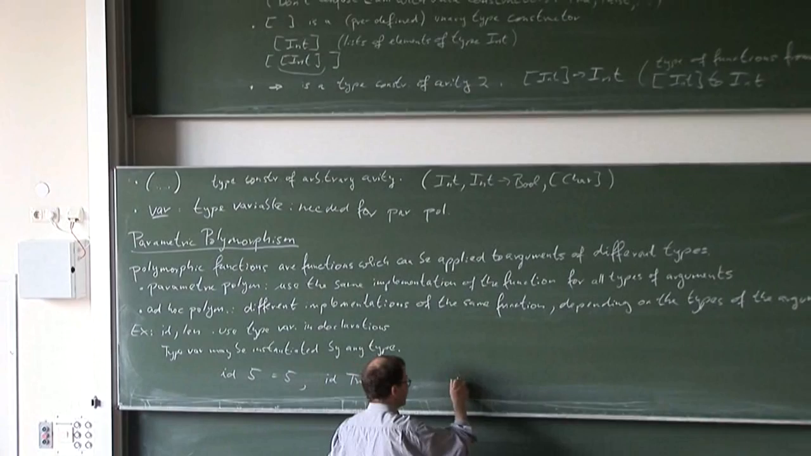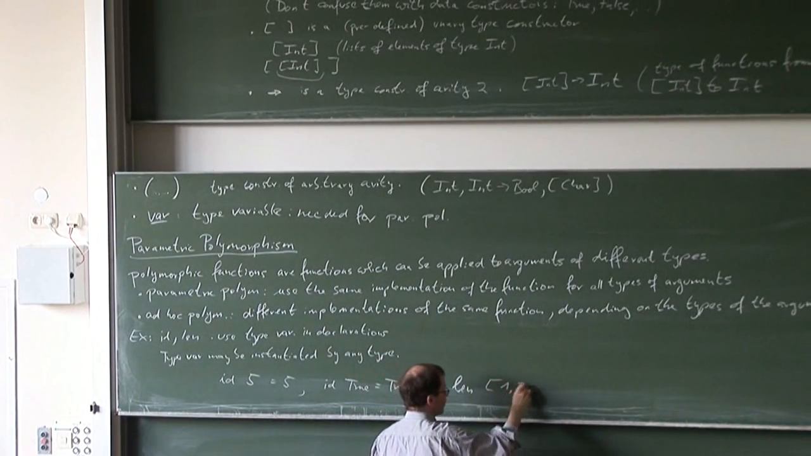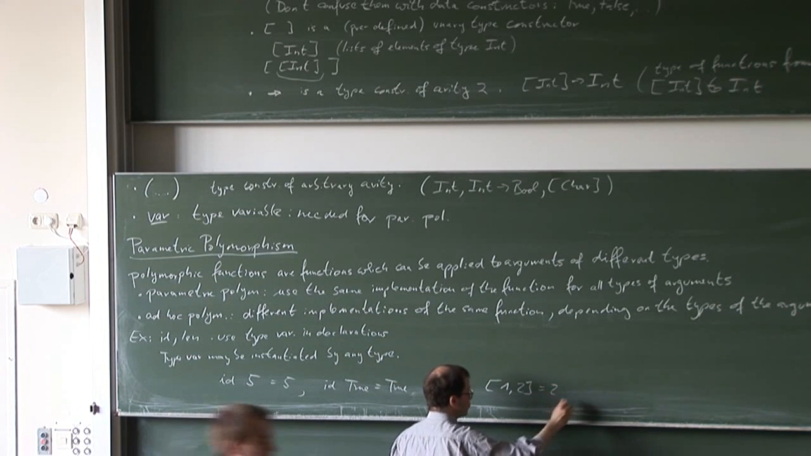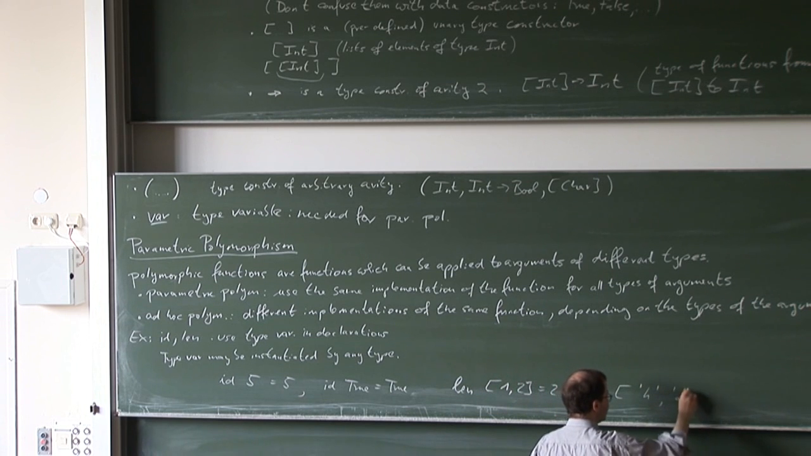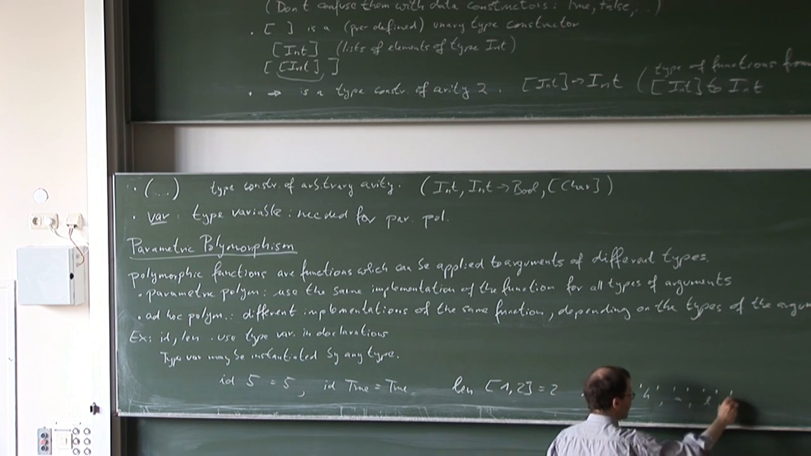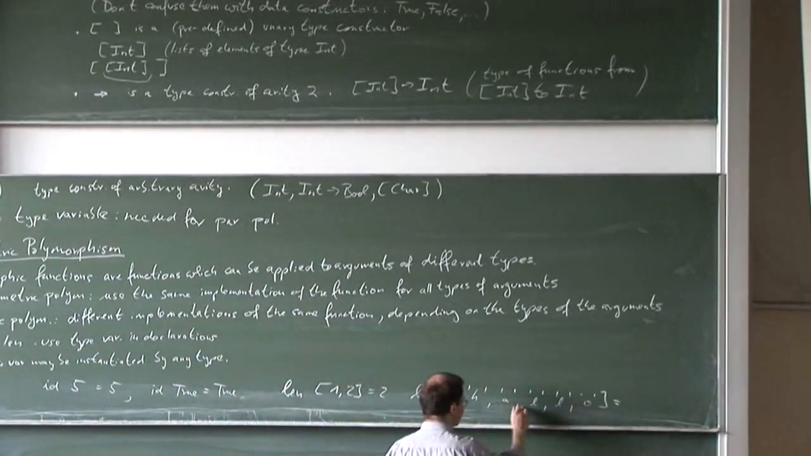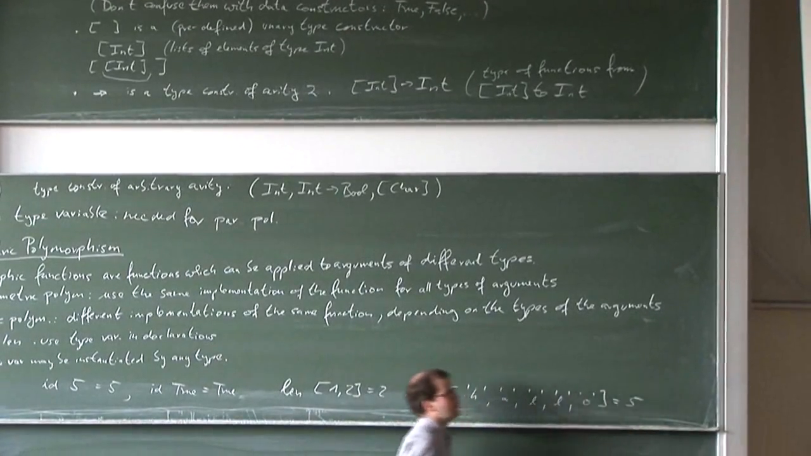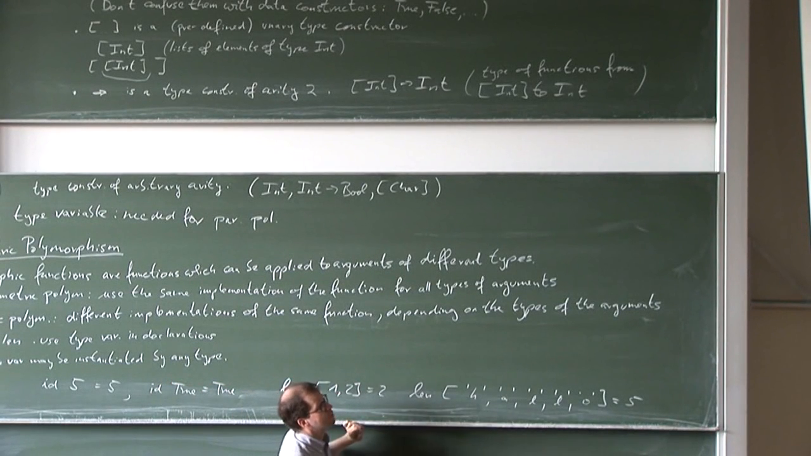So with this len function, you can compute the length of the list 1, 2, which would be 2. But you can also compute the length of the list "hello", which would be 1, 2, 3, 4, 5. So here a would be instantiated with int, here a would be instantiated with character.